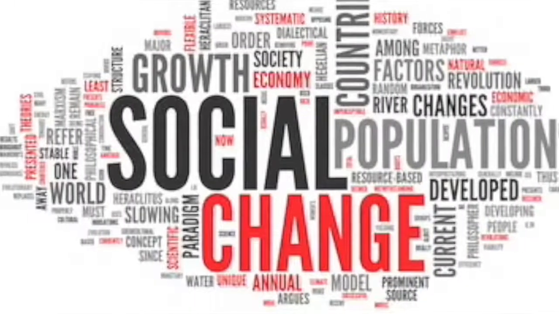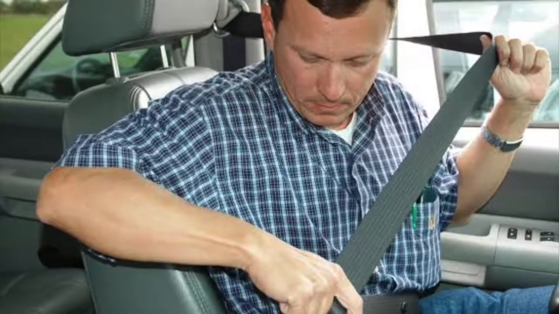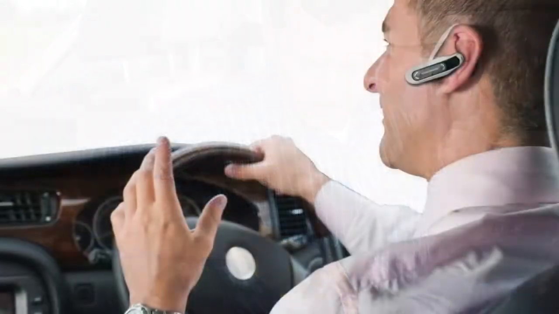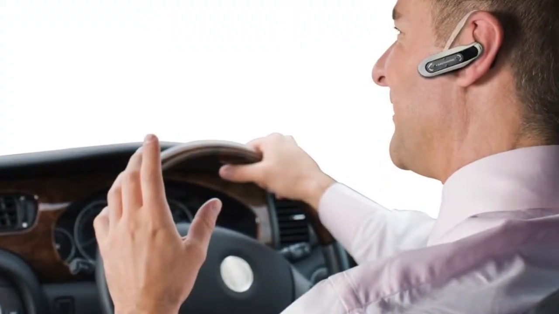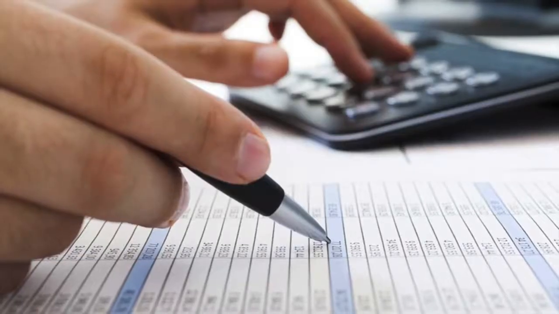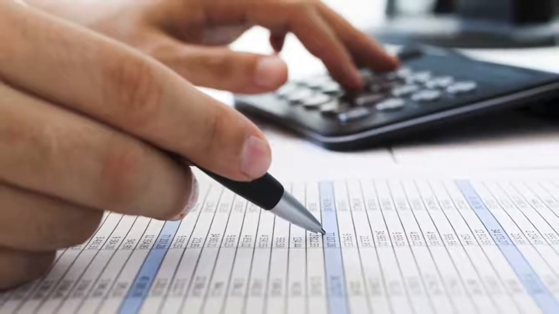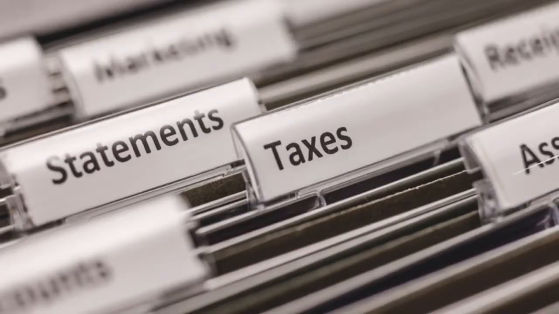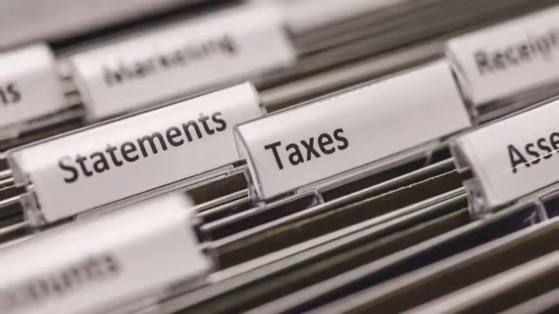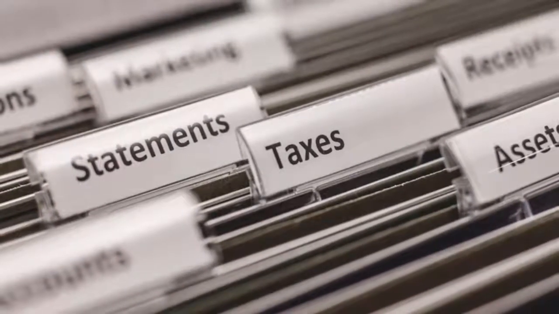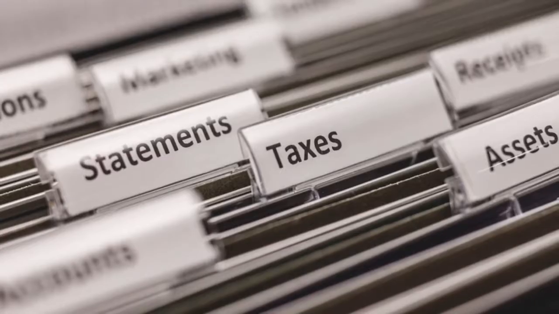Law can also be used to bring about less far-reaching change, such as requiring drivers to wear seatbelts or to require hands-free use of cell phones while driving. An additional function of the law identified by Friedman is record-keeping. The state keeps track of births, deaths, marriages, house sales and purchases, and professional licenses. Here's a short video of what social change is.